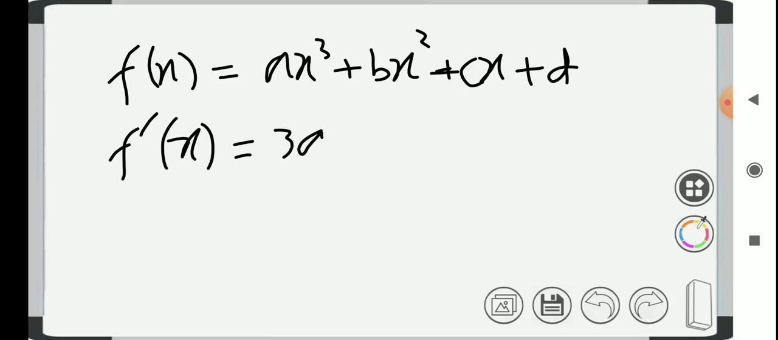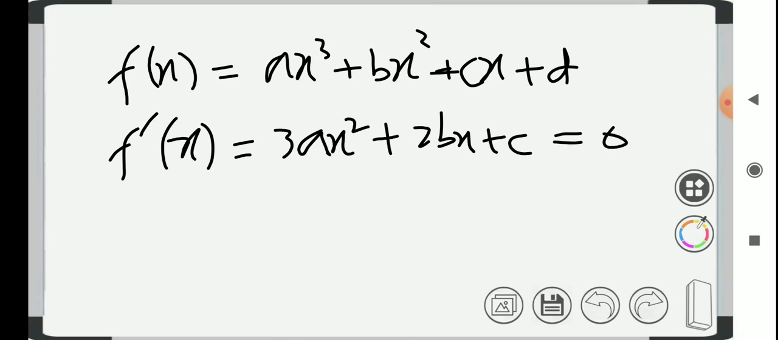So this is 3ax square plus 2bx plus c, which is equal to 0, which is a quadratic equation in x. Now it depends on this quadratic equation whether it has real roots or imaginary roots, but we will assume that it has real roots. So the quadratic formula for the quadratic equation gives the roots.